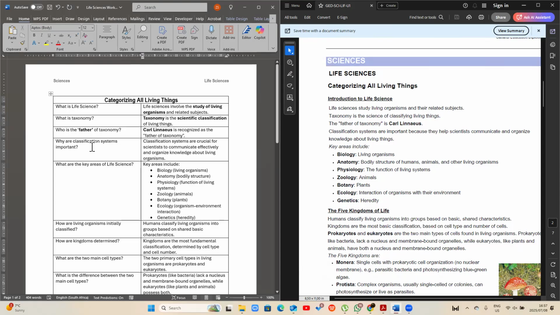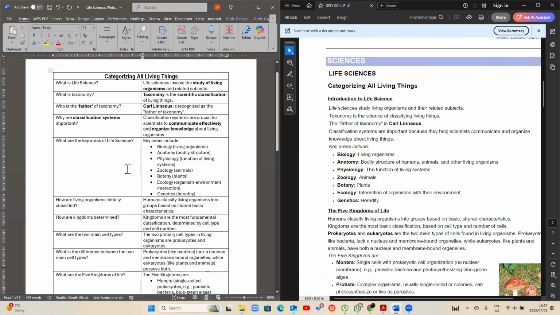Now, you also need to be able to answer why classification systems are important. If you are able to answer this question, then you'll understand what exactly classification systems are. So classification systems are important for scientists so that they can communicate effectively, as well as organize any knowledge about living organisms. Due to the fact that there are so many living organisms, it is important to have classification systems so that there is no confusion between different living organisms.